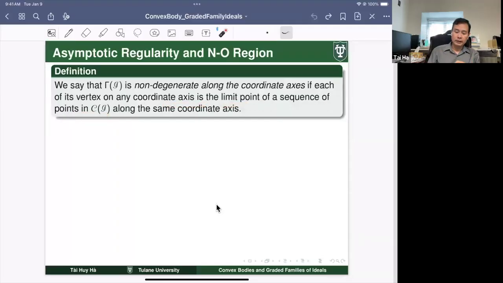Remember that the Newton-Okounkov region is just the closure of the limiting body, right? So every point in the Newton-Okounkov region is the limit point of a sequence of points inside it. So this condition basically says, if you start with a vertex of the Newton-Okounkov region, and that vertex happens to be on some coordinate axis, then it has to be the limit point of a sequence of points in here, but that sequence of points is also on the same coordinate axis.